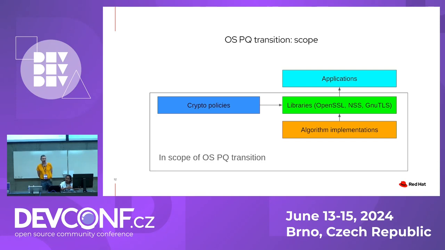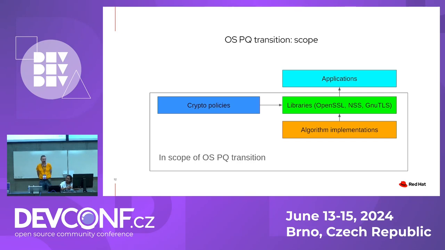And we try to limit the number of these implementations for many reasons. Then, in Fedora and RHEL, we have a great tool named crypto-policies, thanks Tomasz, which specifies which algorithms we consider secure and which can be used consistently on a system-wide level. But again, here we end the scope of the OS-level transition.